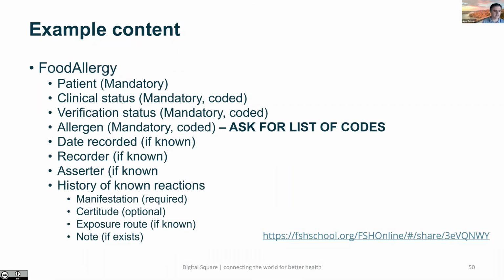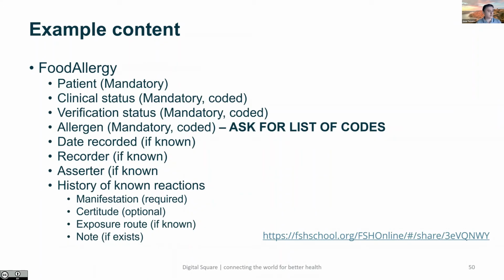And if you have this data, this definition: patient, clinical status, verification status, the allergen. And for the allergen, you would say, please give me the list of codes, because we are not going to browse through all of SNOMED CT to see which codes we should use, because they want it coded. So we have to ask for a list of codes. They also said we want to capture the date recorded, the recorder, and who is the asserter. If the asserter is known, like if it's the patient that says to the doctor, then the doctor is the recorder and the patient is the asserter. And if there is any known history of reactions to that substance that the person is allergic to.